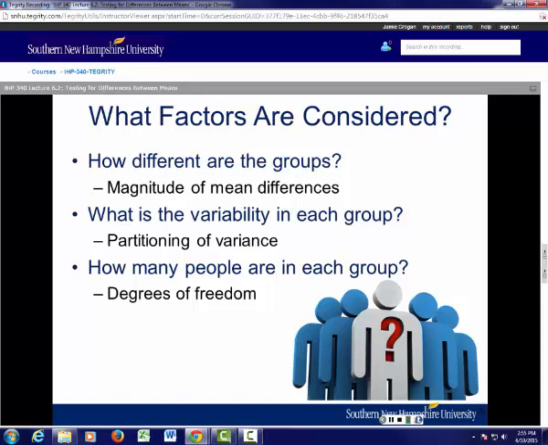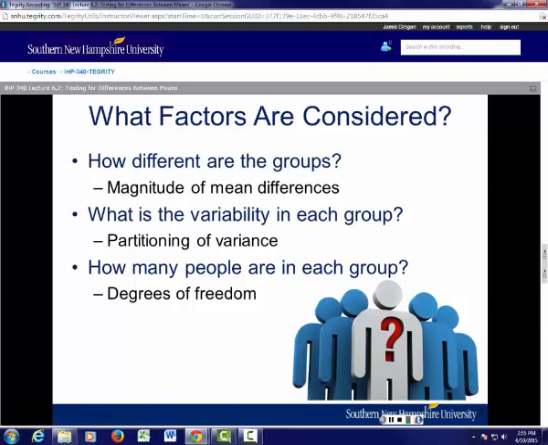So what factors are considered as we compare these groups? Well, first of all, how different are the groups? Remember that the value for one of the groups is the mean for that group. So the one number that you look for to describe that group, to describe the middle of that group, is the mean. And so we're going to be comparing means between groups. Is there a big mean difference between the groups? Are the means far apart, or are they really close together? That will make a difference in considering whether that difference is statistically meaningful.